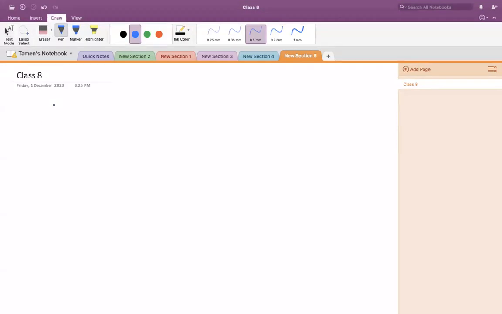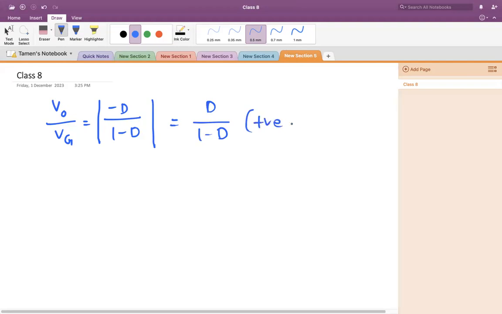Okay. So in the equation of V naught by VG, I have written minus D upon 1 minus D, right? Yes. But we'll consider here the absolute value. So if we take the absolute, what will it be? D divided by 1 minus D, right? Yes. So you will get the positive value.